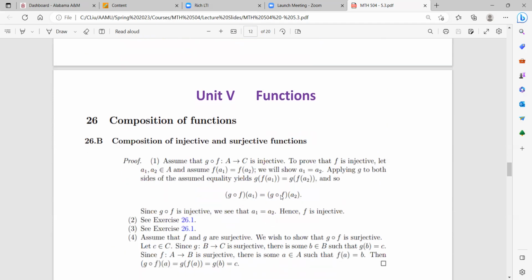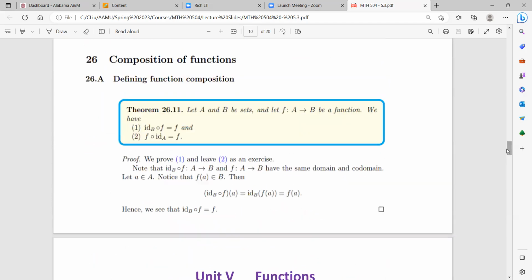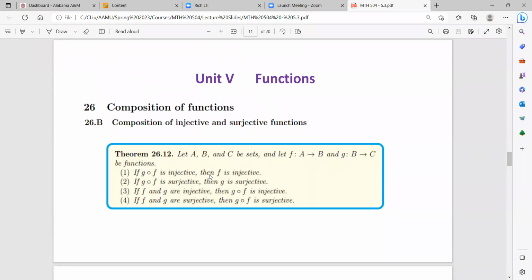All right. So that's the first result. I assume that g compose f, which is from A to C, is injective. So you can see f is from A to B, and g is from B to C, right? So if we compose g and f with f first, then it maps any element from A to B, and then from B to C. So the composition of g and f is from A to C. And it's given that that function is injective. We need to show that f is injective.